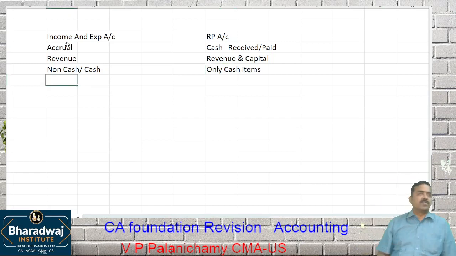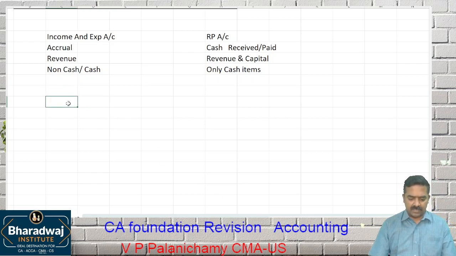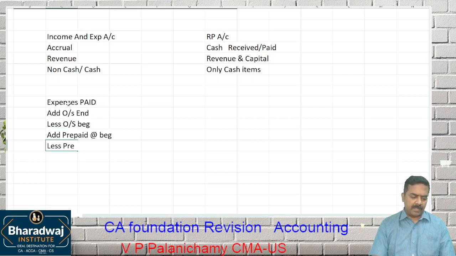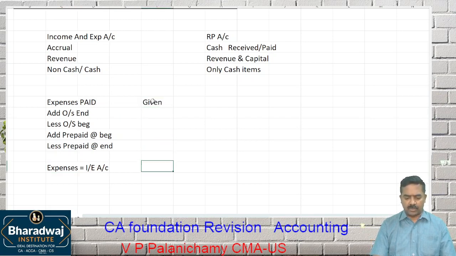Otherwise, whatever we were doing so far, just do the reverse. For example, look at the last question. We were given expenses paid. Normally, what will you do? Add outstanding at the end of the year, less outstanding at the beginning of the year, then add prepaid at the beginning of the year, less prepaid at the end of the year. Like that we'll do it, and we'll get the expense for which account? Income and expenditure account. Normally, this will be given and this we used to work out.